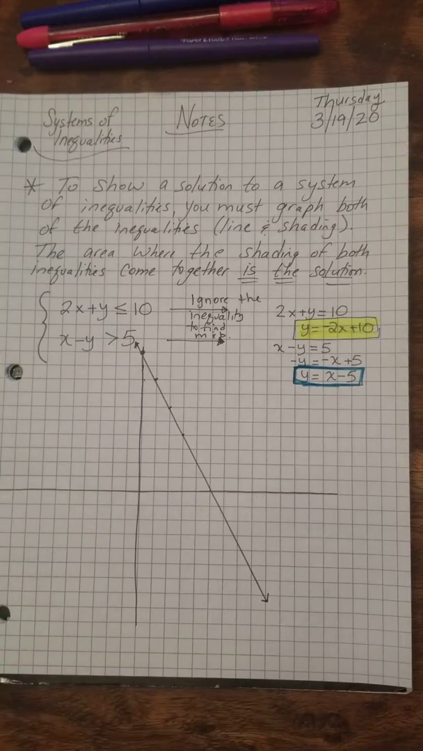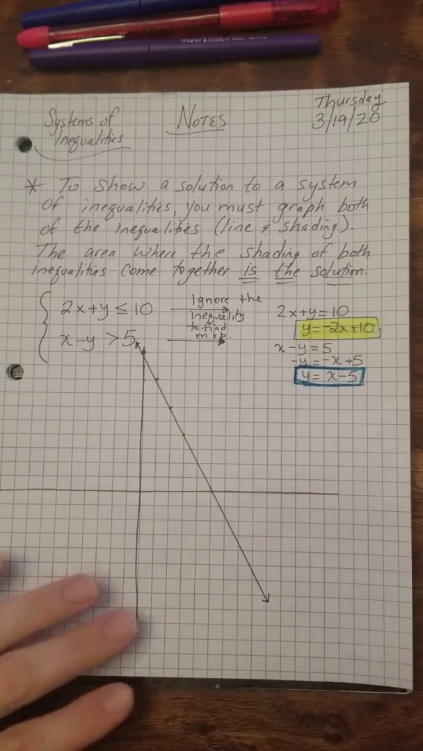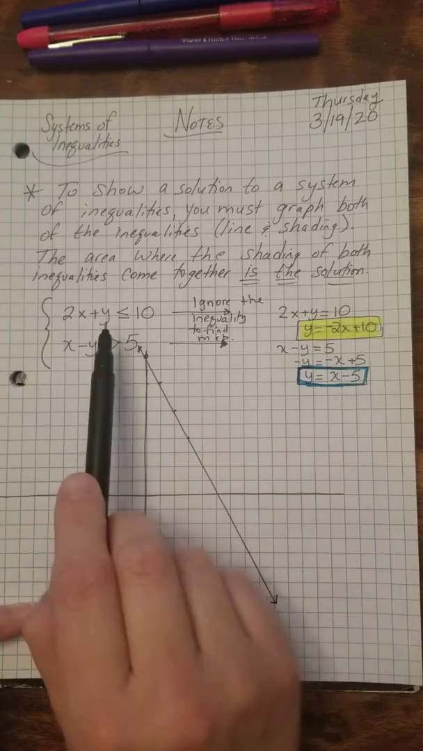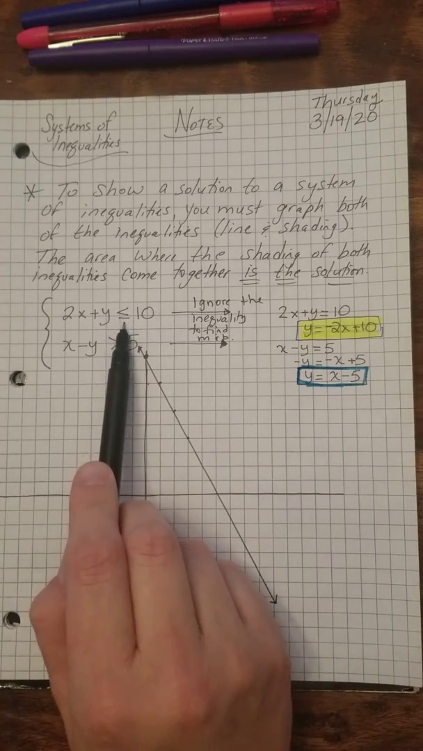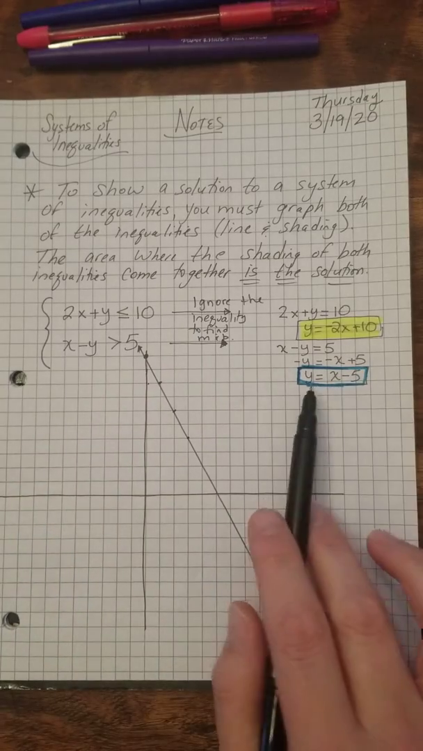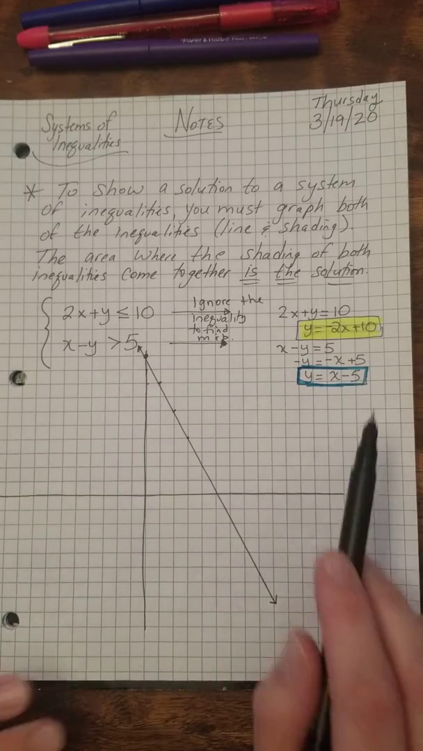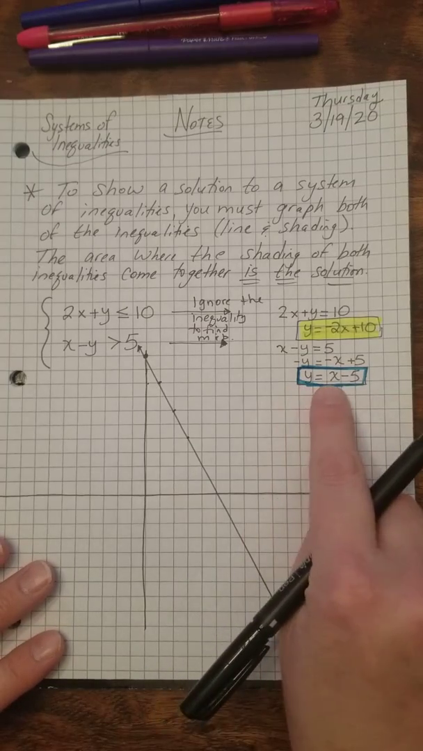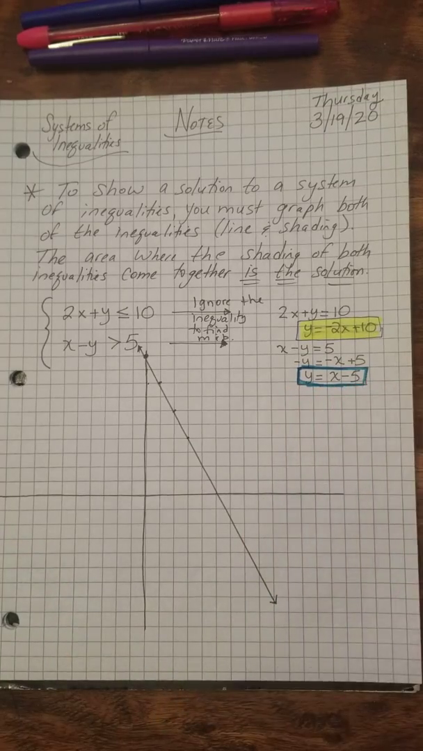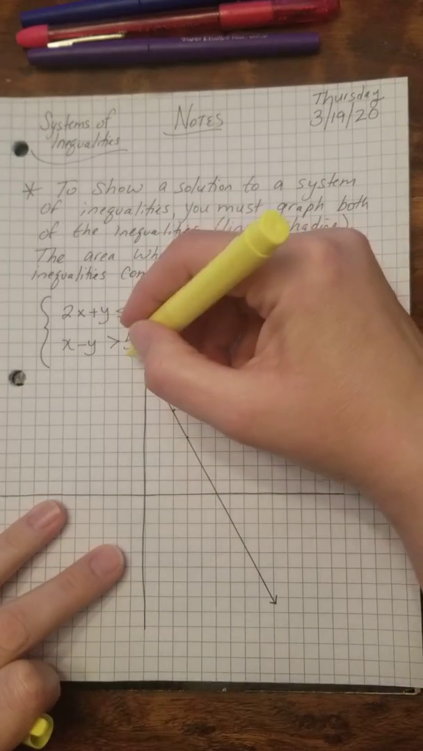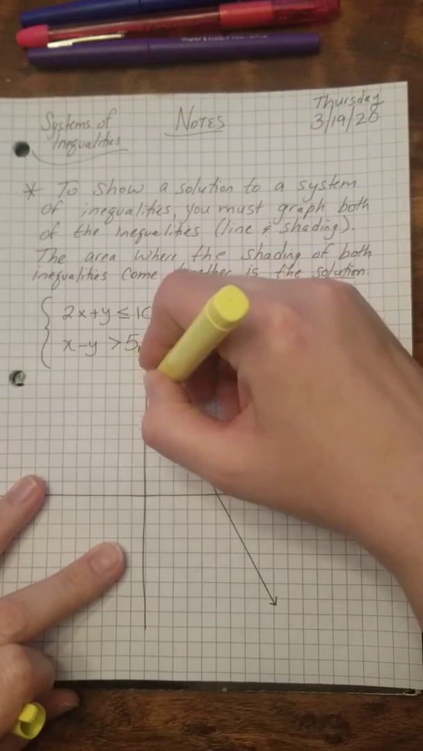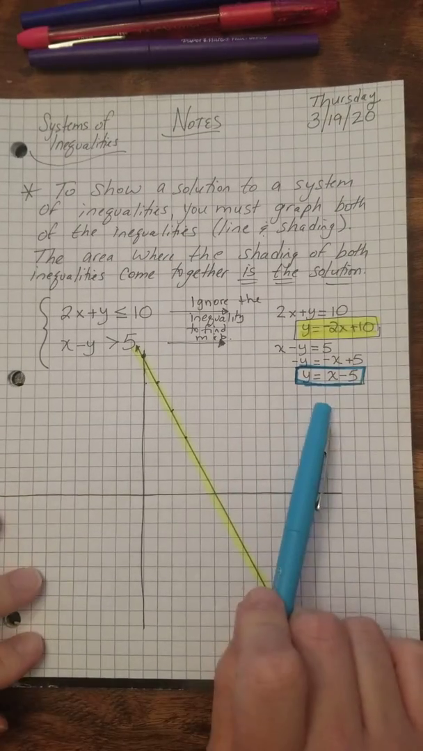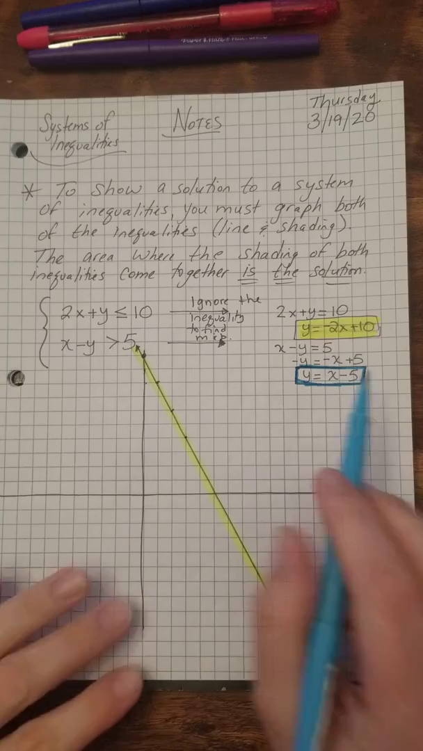Okay. So I make the line for this. It is a solid line, not a dotted line, because it is, again, less than or equal to, so it includes the line. The other one that I'm going to make is y equals x minus 5. I'm going to go ahead and highlight this line right here just so we know what line is which. And then I'm going to use my blue pen for this one. So y equals x minus 5.